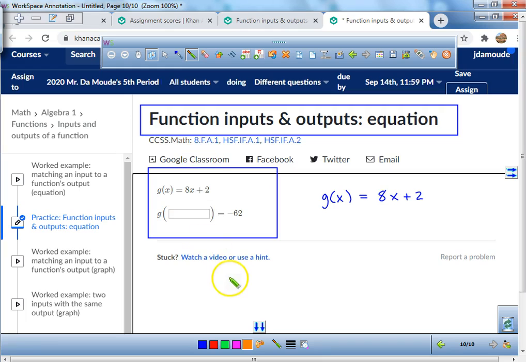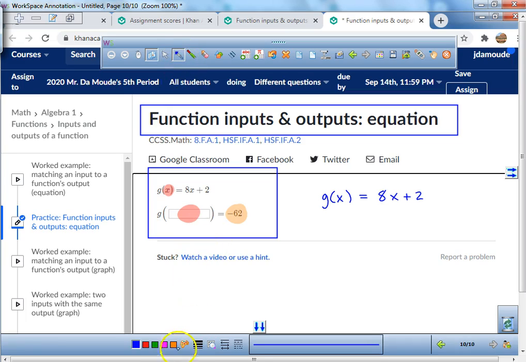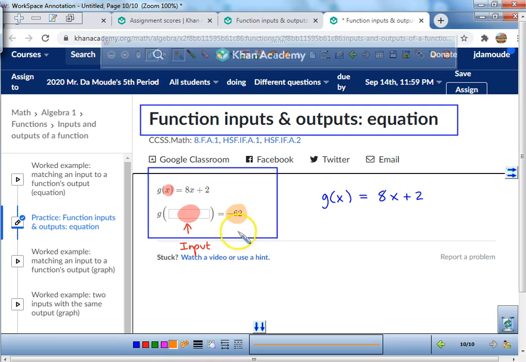Now, what you're searching for, you're actually not searching for the output. They've actually given us the output. You guys know what the output is? Negative 62. We're actually searching for the input for the equation. So we're going to search for the number that you would plug in to get the output of negative 62. So on these problems, you're not looking for the output. What are we looking for? You're looking for the input because they've given us the output.